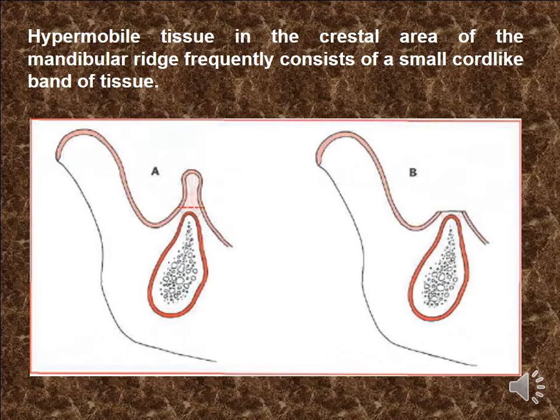The hypermobile tissue in the crestal area of the mandible frequently consists of a small cord-like band of tissue. This hypermobility is treated by excision at the narrow area of the hypermobile tissue, and then undermining of the mucosa labially and lingually, and then suturing of the incision.